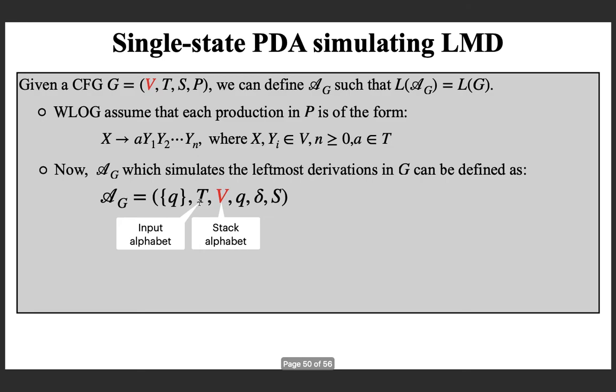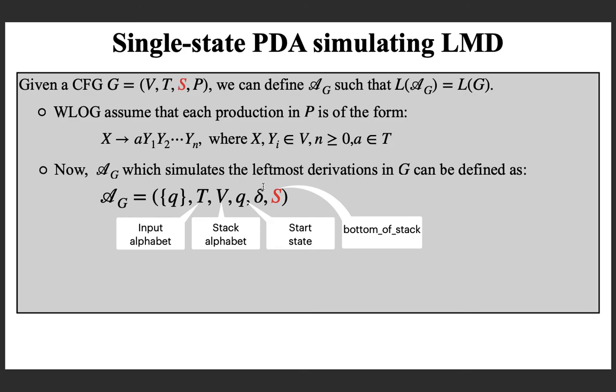The next component is the set of variables or non-terminals in the grammar, which is going to be the stack alphabet. And next is the start state: the only state is going to be the start state also. Later we will define the transition function, and the last component is the bottom of stack symbol, which is nothing but the start symbol of the given grammar.